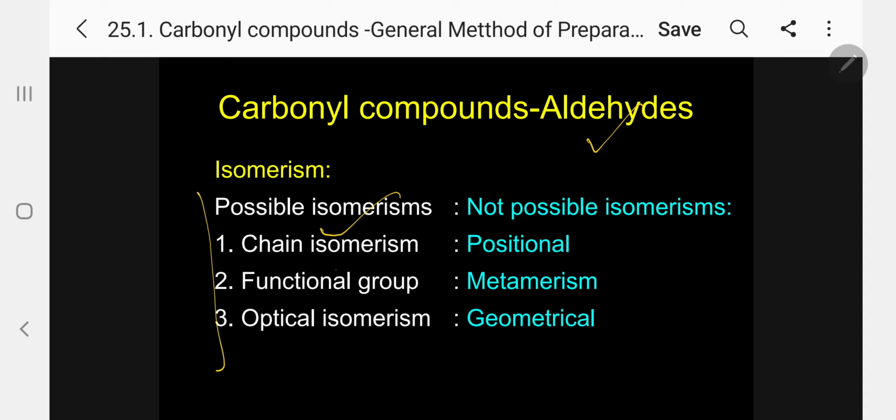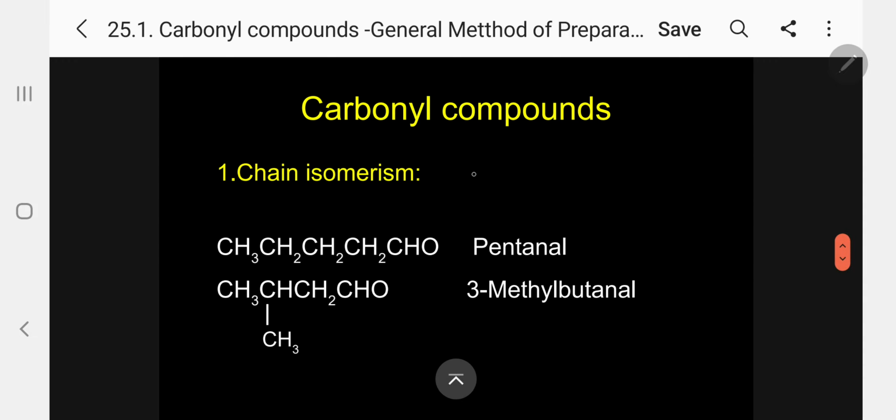Chain is possible, functional group is possible, optical is possible. Positional isomerism is not possible, metamerism not possible, geometrical not possible. Kindly follow. They are very interesting pieces of information. So possible are only chain, optical and functional group. Please follow. Let me discuss the examples of the possible isomerism.